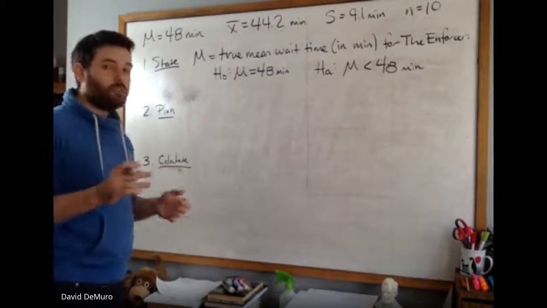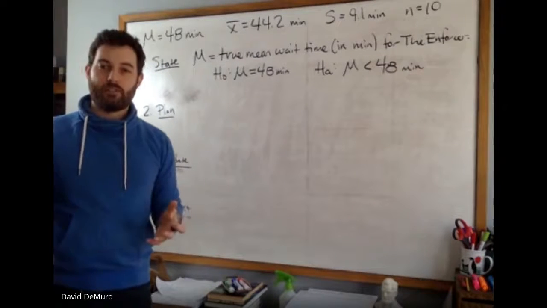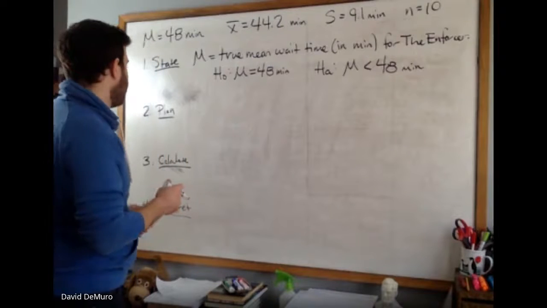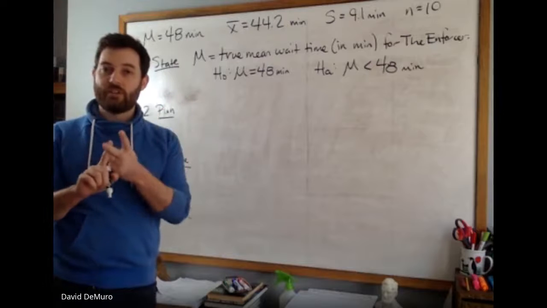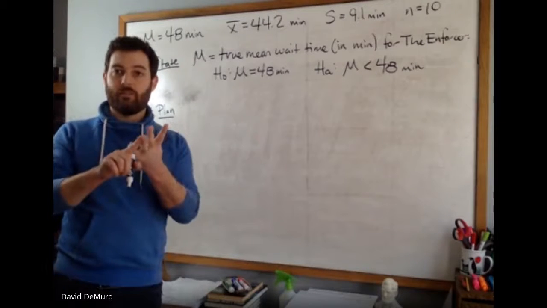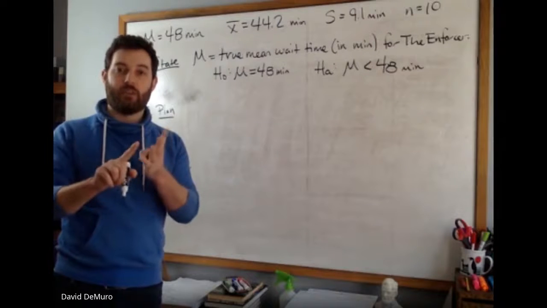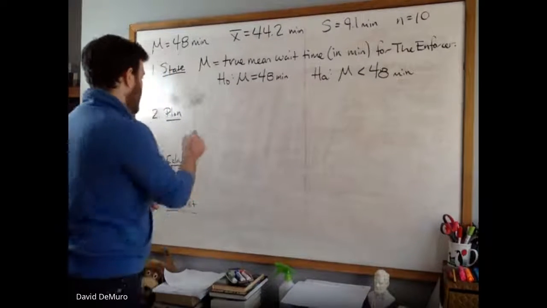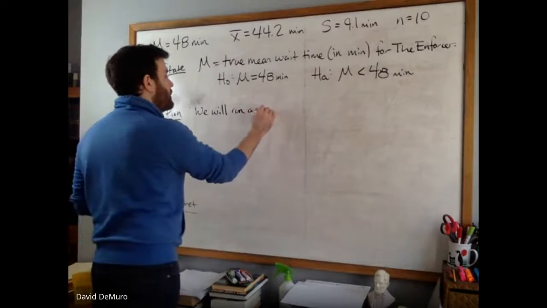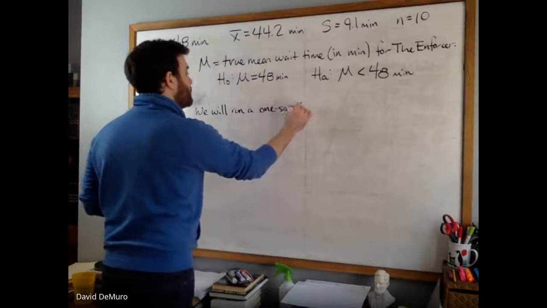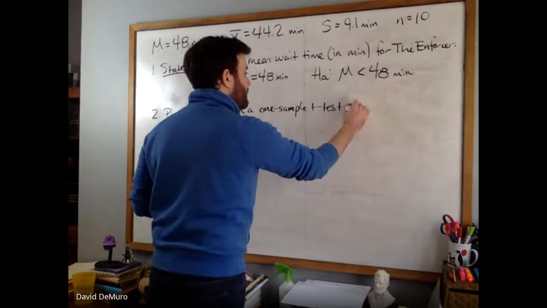Then in step two, what we'll do is explain what's the name of the procedure we're going to run and show that all the conditions are met to run that type of procedure. So we are running a test for one single population mean, and we don't know sigma, the population standard deviation. And those things all point to the fact that we're now going to be running a one sample t-test. So we will run a one sample t-test. Make sure you give that full name, one sample t-test.